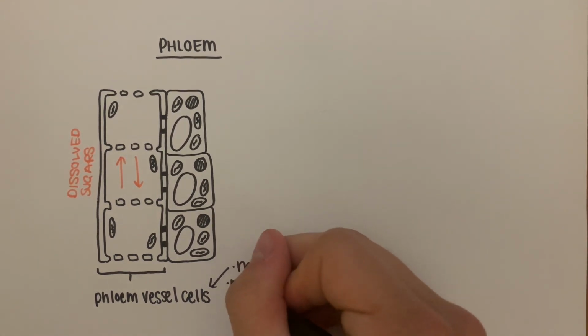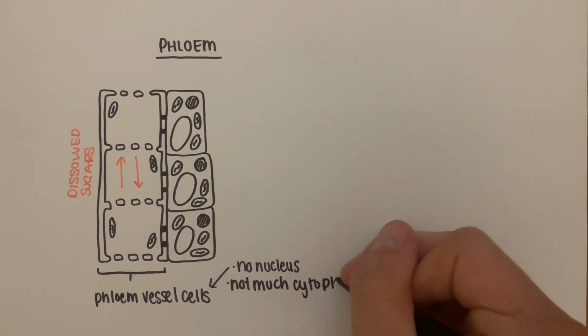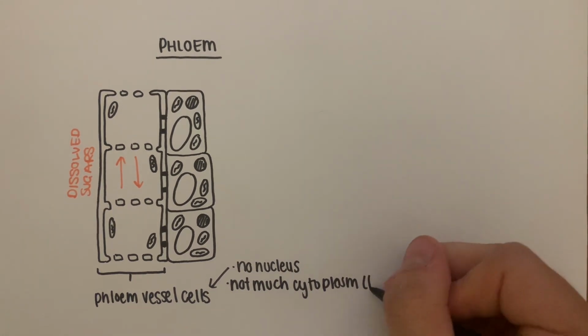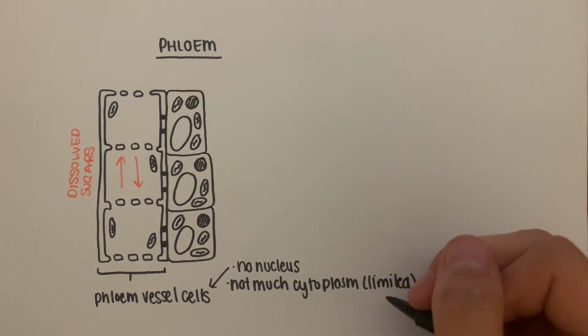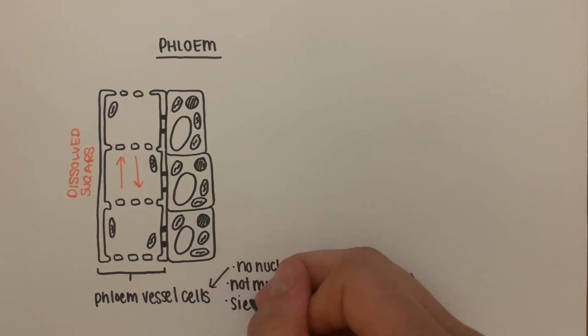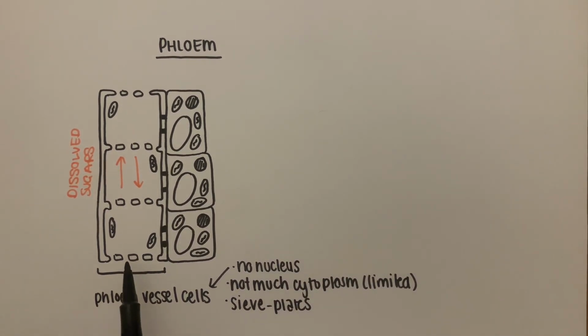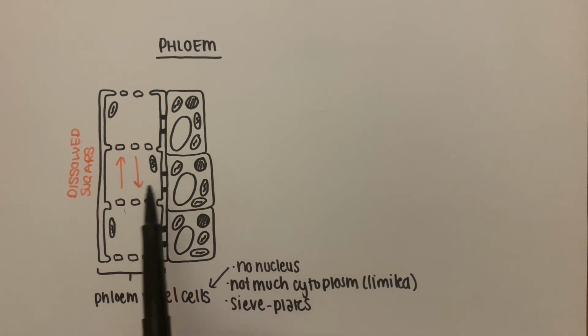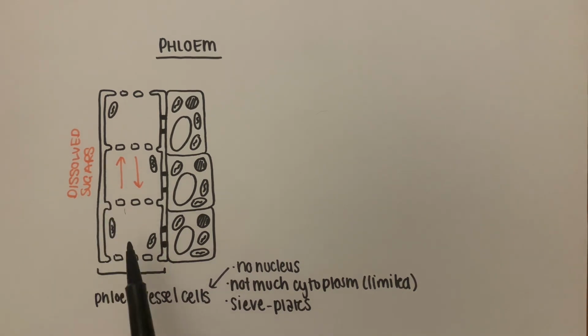They have not much cytoplasm, so it's limited. So you can write limited cytoplasm, I'll put that in brackets. And then also has sieve plates. Now, obviously, you probably don't know what sieve plates are, but these are the pores here, the gaps. So it allows the dissolved sugars to flow through these gaps, because phloem transports dissolved sugars up and down a plant. So it allows the dissolved sugars to travel through the phloem vessel cells.